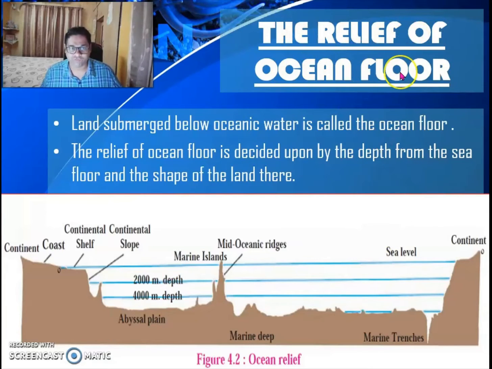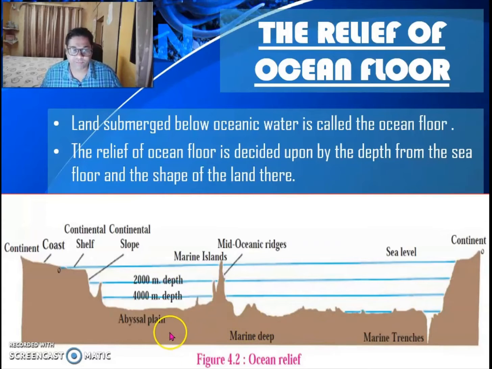The relief of the ocean floor. Land submerged below the oceanic water is called the ocean floor. Now what is there below the ocean? There are mountains, basins, plateaus, ridges, canyons and trenches beneath the ocean water. These relief features found on the ocean floor are called submarine relief or oceanic relief. Here you can see this entire stretch is called the oceanic relief, as you can see in the picture.